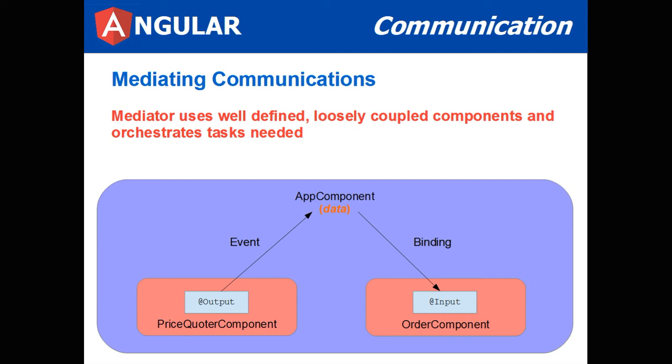Okay, so let's look at mediating communications. A mediator uses well-defined, loosely coupled components and orchestrates tasks needed. So, for example, a price quota component can output an event data. An app component can receive that data and bind it to an order component using the @Input annotation.